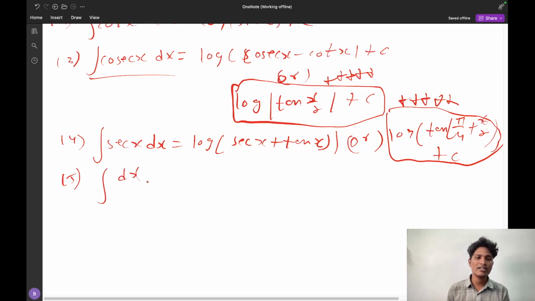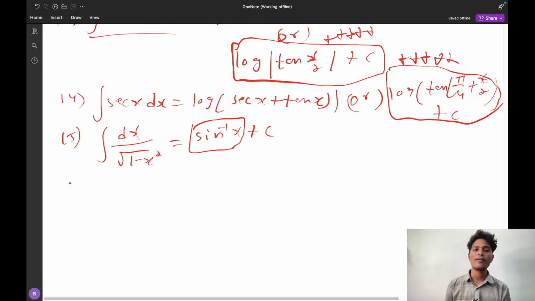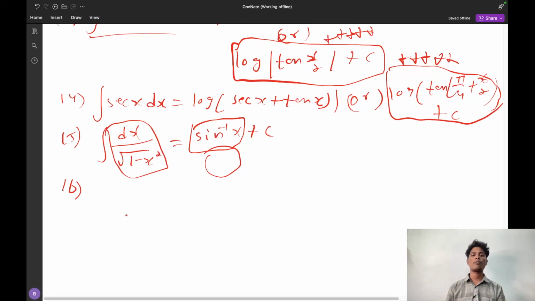Now integral dx divided by root of 1 minus x square. You already know the answer. It is sine inverse x plus c, because the differentiation of sine inverse x is 1 divided by root of 1 minus x square. So like this you have to understand. What function do I have to differentiate in order to get the question? This should be your priority. Sine inverse x is the function which, when I differentiate it, I will get 1 by root of 1 minus x square.